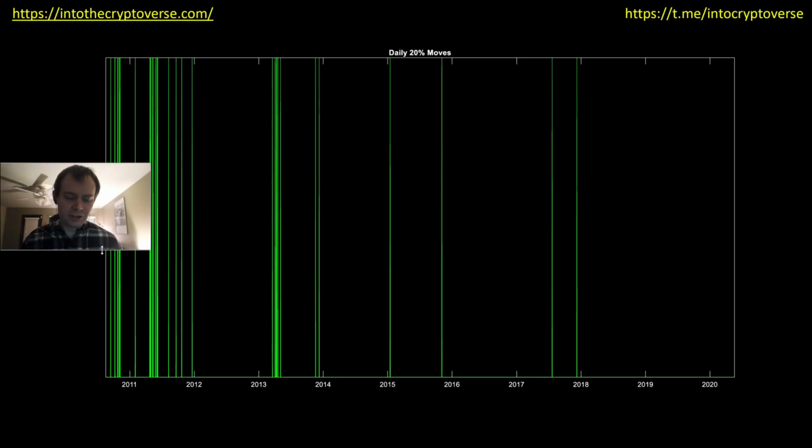If you just look at the clustering of the data, say 20% moves, it's clustered over here, and we're becoming a little less frequent. It seems like we're getting due for one in a sense. It seems like it's been over 2 years. We're going on 2.5 years since Bitcoin went up from candle open to candle close 20% in a single day. So be on the lookout for that.